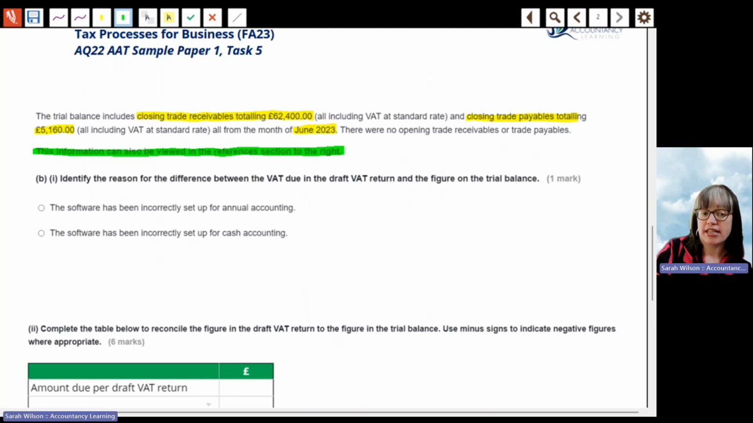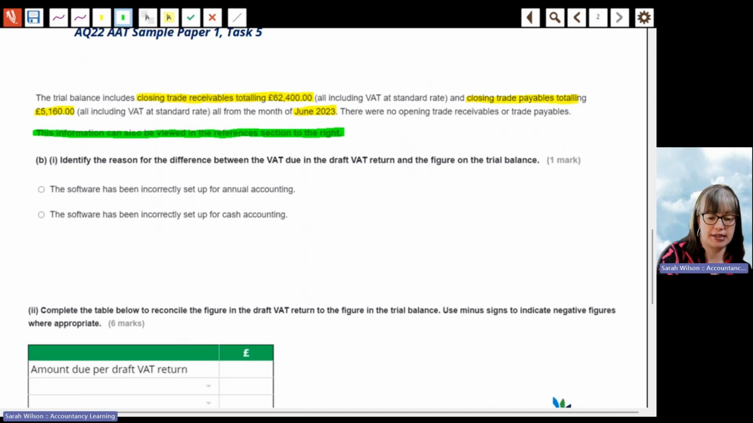So our question then is to identify the reason for the difference between the VAT due in the VAT return and the figure on the trial balance. So we're going to have to use all the information in the question in order to work out what's happened. So in the TB, in the trial balance, we have output tax of 26,800.